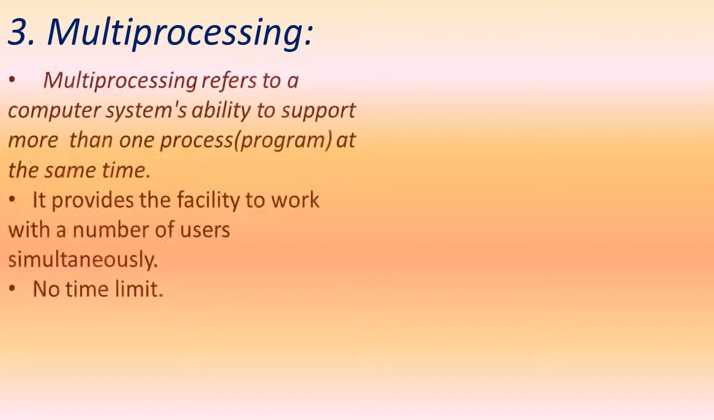The third type of mode is multiprocessing. Multiprocessing refers to a computer system's ability to support more than one program or more than one process at the same time. It provides the facility to work with a number of users simultaneously. In this multiprocessing, no time limit will be there.